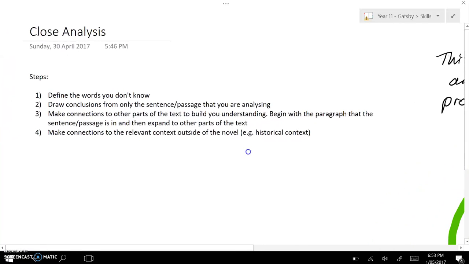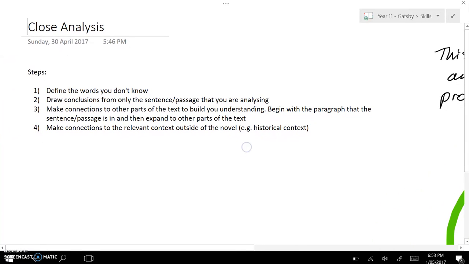So I'm just going to go through quickly the 4 steps that I think you really need to consider when doing close analysis. Some of these steps you can break up into sub-steps or subheadings, but it's useful to just think of it as 4 to not experience any cognitive overload.